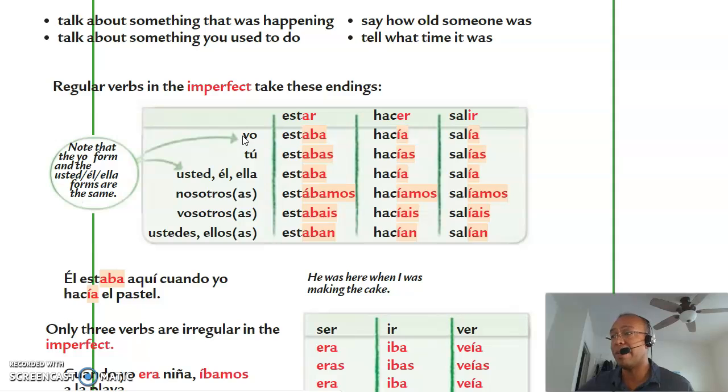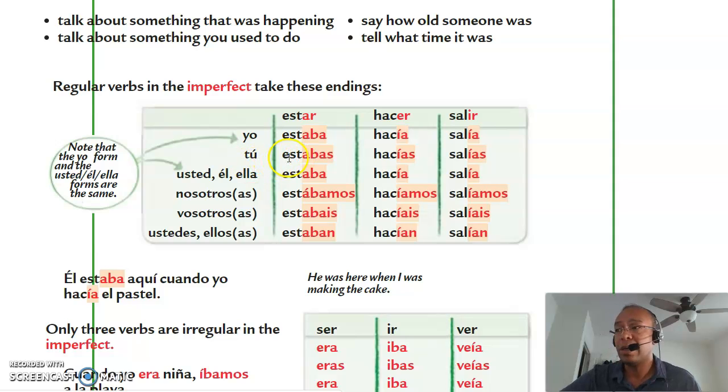Now, what you need to remember is that yo, usted, él, ella have the same form of the verb. It's exactly the same form. So remember this. All verbs that end with AR, like estar, hablar, caminar, cantar, all of those, in the imperfect tense are going to have the aba. So you can call them the blah, blah, blah verbs if you like. That's how I remember. Aba. So you get rid of the AR and you put aba for yo. Estaba. I used to be. That's how it translates.